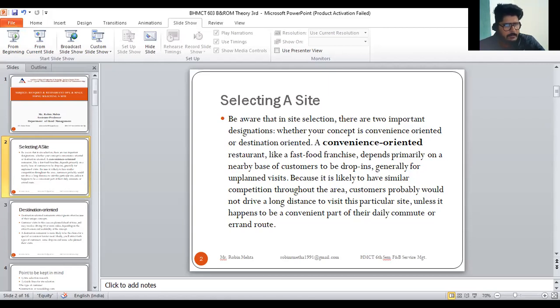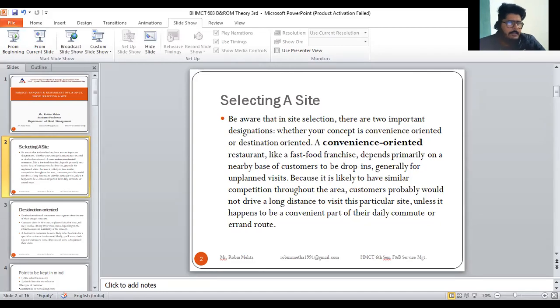Some people choose convenience oriented, like they are just going to the restaurant nearby their place or nearby their home. Okay, or coming on the way when he or she is going to the office or coming back from there also. But for destination oriented, we have to plan for that. We have to go far to eat something. There are so many fancy things over there, like we can taste over there, and also we can do a kind of picnic over there.